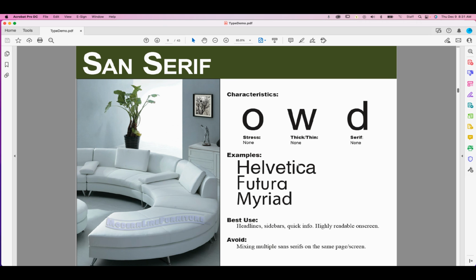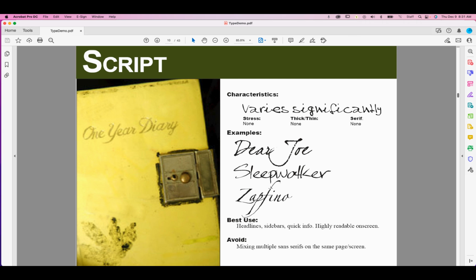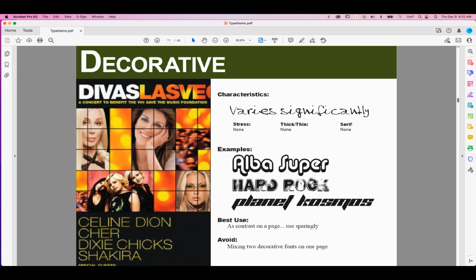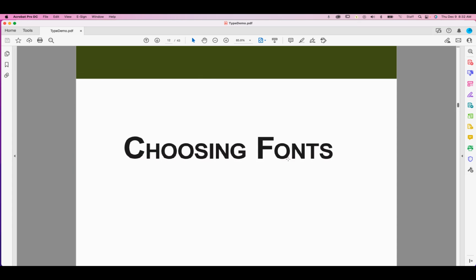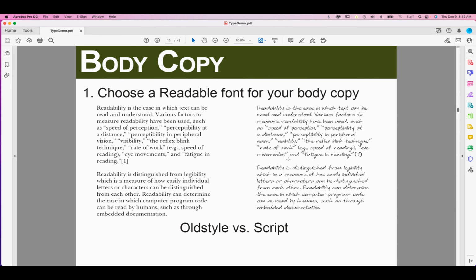The sans serif fonts, these are just essentially block letters. These are ones that are really geometric that do not have the extra little flourishes at the side. So these are some examples of sans serif. Scripted fonts, anything that looks handwritten or calligraphy usually will fall into the scripted category. And then every other custom looking one is going to be something that's going to be in your decorative or your display category.